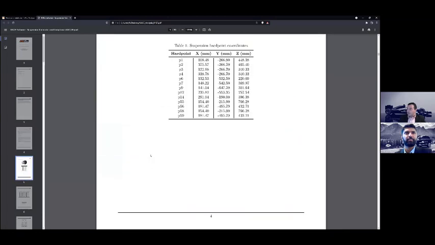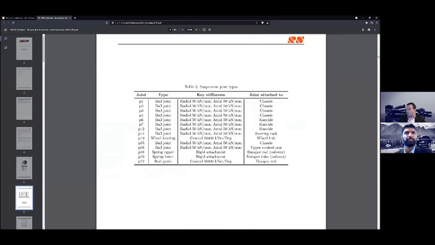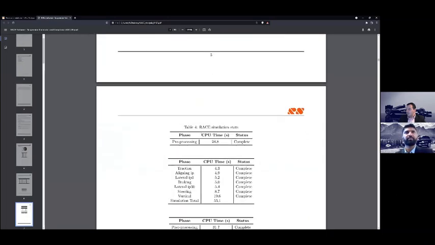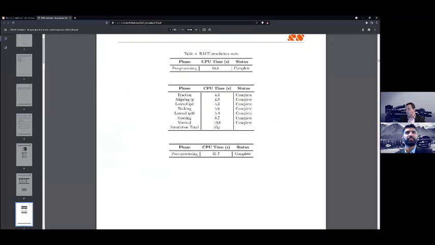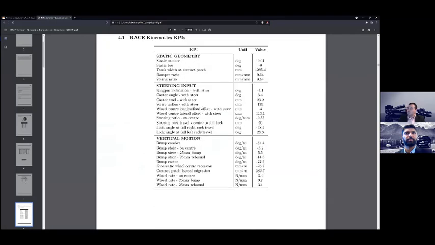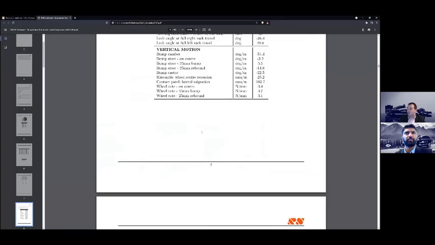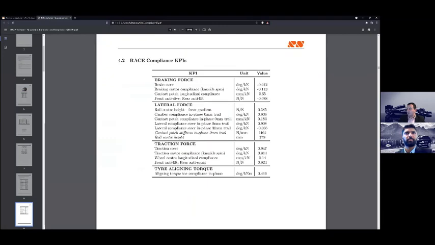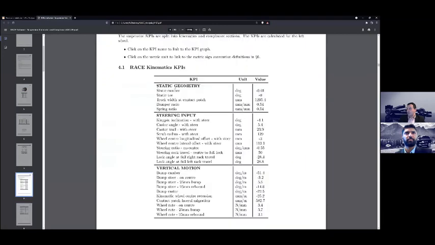After that, this is the data that we have inputted in our system. So we captured that in the report. The simulation took 53.1 seconds, so just under 60 seconds. And after that, we get the two design tables, I'll call them, with the key performance indicators. So you have everything from static geometry, steering input, vertical motion, and this would be one-to-one to an industry standard.